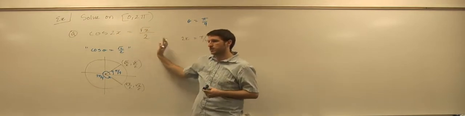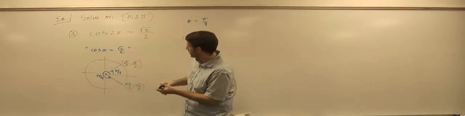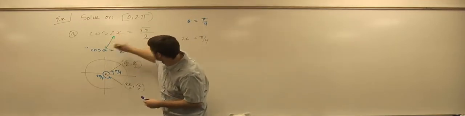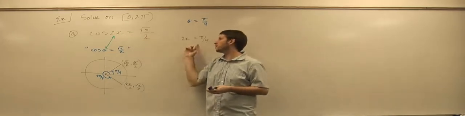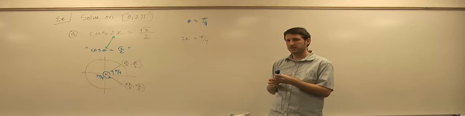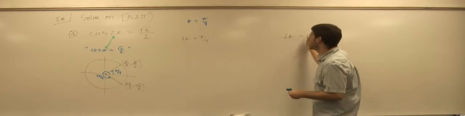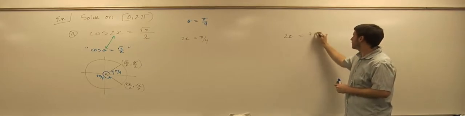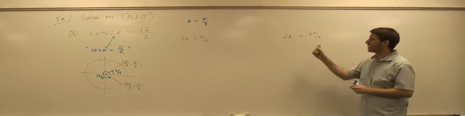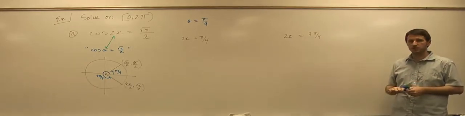2 out. So one way to proceed from here is to say, okay, this 2x has to equal pi over 4, and then solve for x. Or the 2x could equal what? What's my other option? 7 pi over 4. Right, in either one of these cases, I can solve for x and get my solutions.